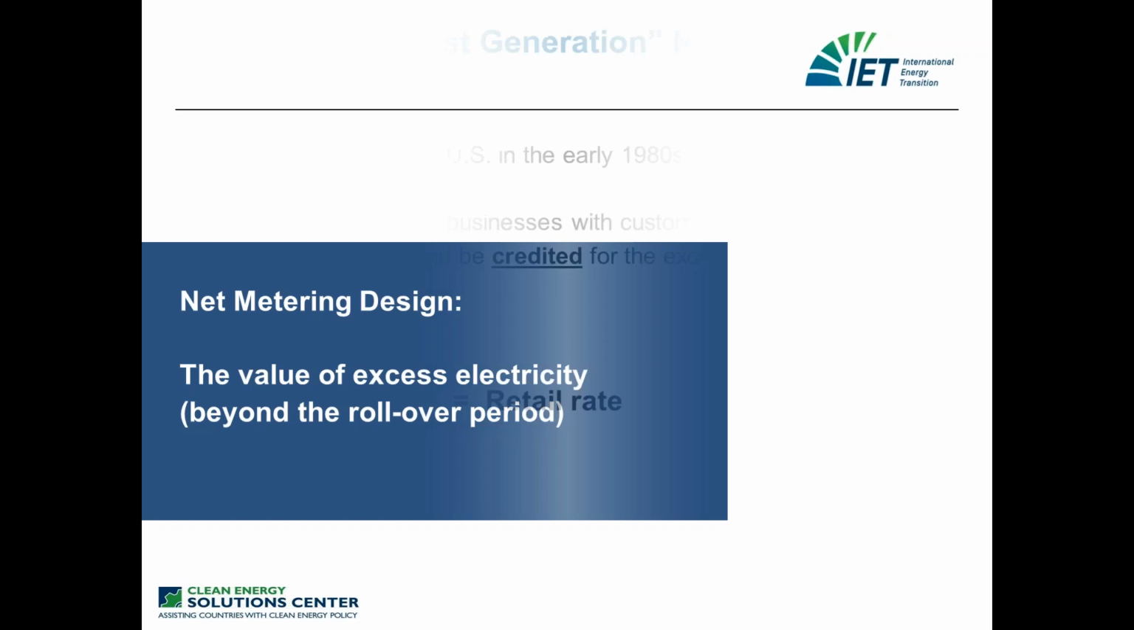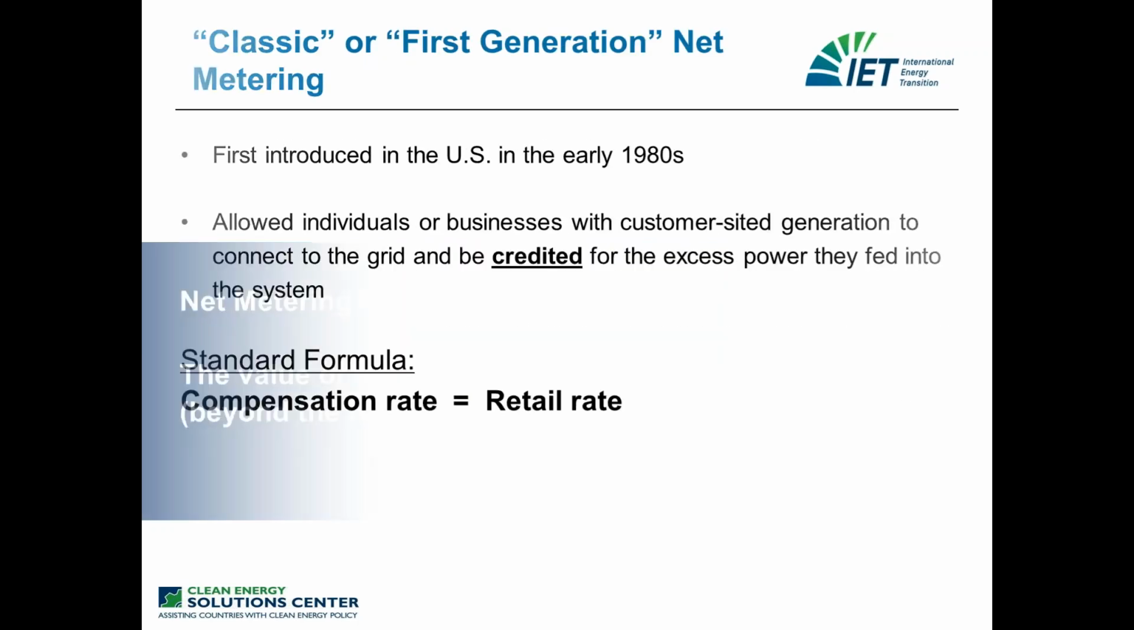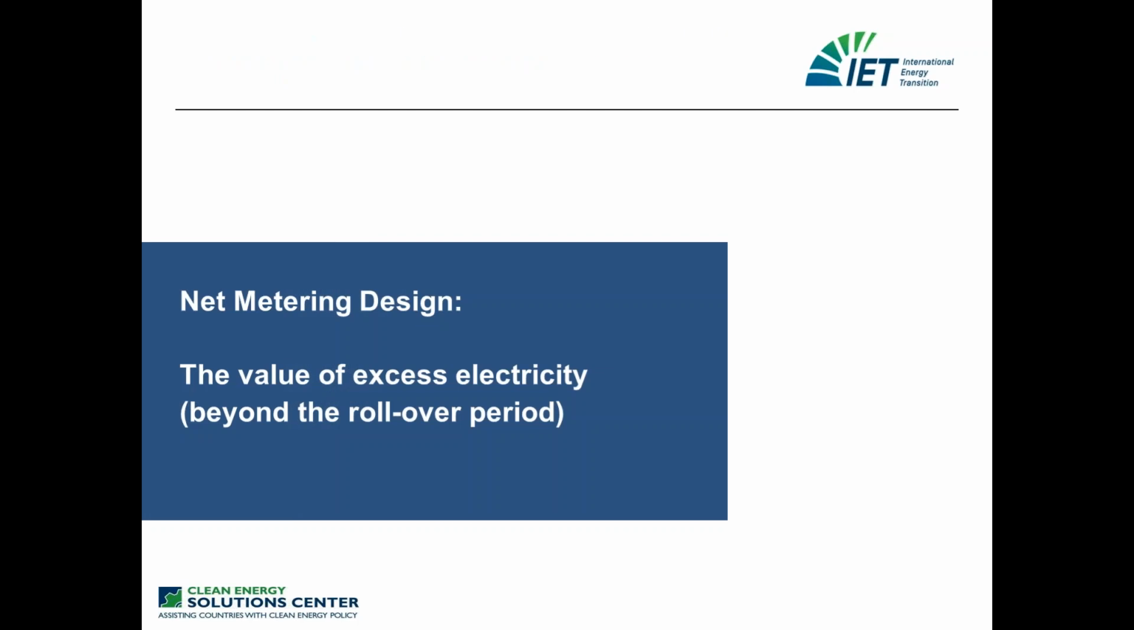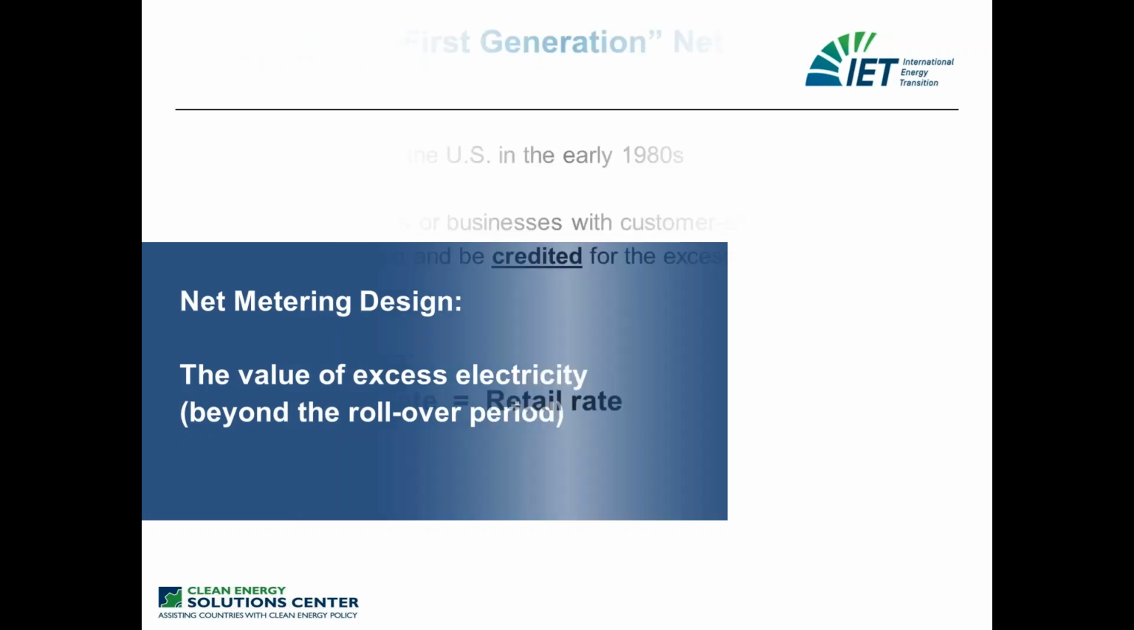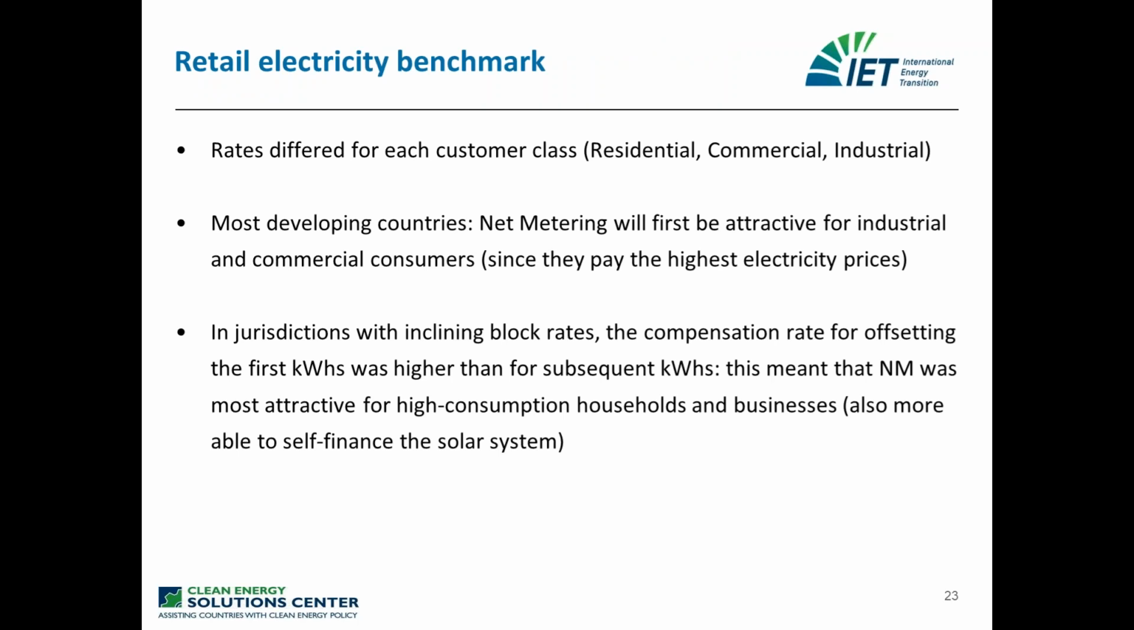So in the worst case is that, well, maybe we start with a standard design again. As I said, the first of net metering, the compensation rate is also your retail rate. So for every excess electricity that you fed into the grid, you were actually getting the retail rate that you are paying. And the retail rate, as we know, is usually relatively high, much higher than the wholesale electricity price.